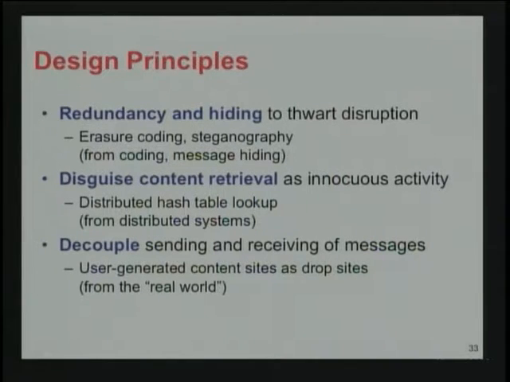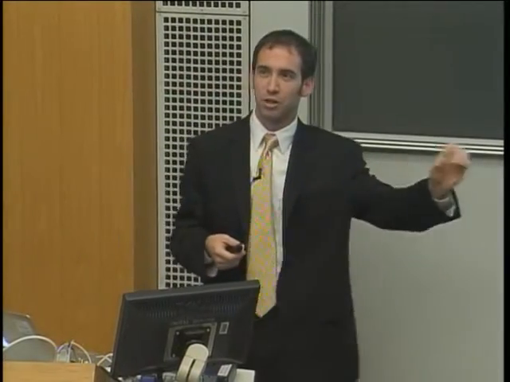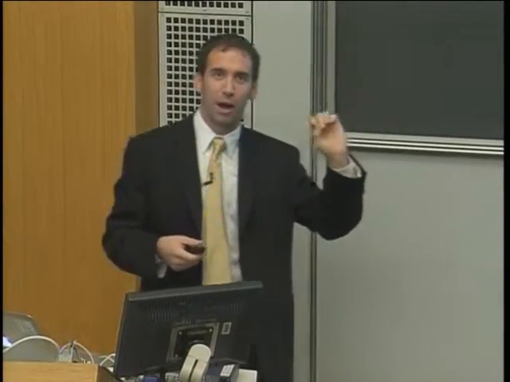Finally, if the censor can correlate somehow Alice and Bob's communication, then that's also a problem. So what we try to do is actually decouple the sending and receiving of messages. And here, I use a real-world analogy: blind drops. If I want to communicate with someone, I might not talk to them directly, but instead I might leave a message in a brown paper bag under a bridge or something and tell them to go there and pick it up later, right?